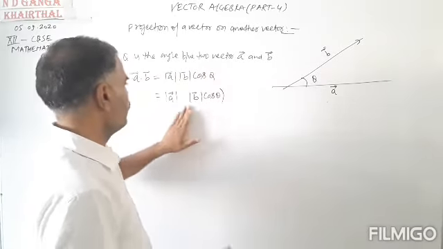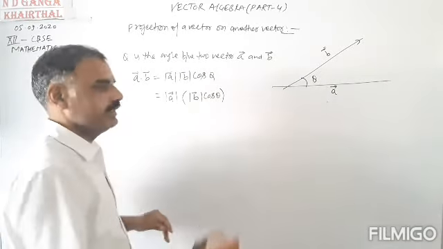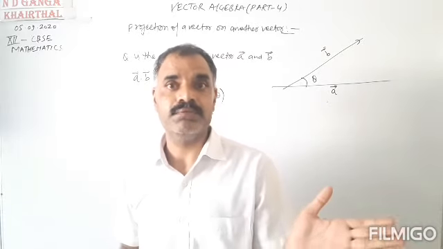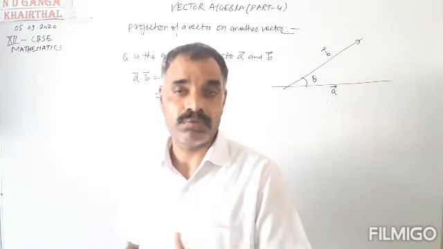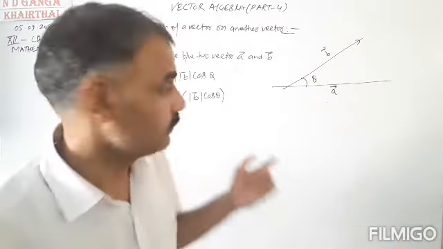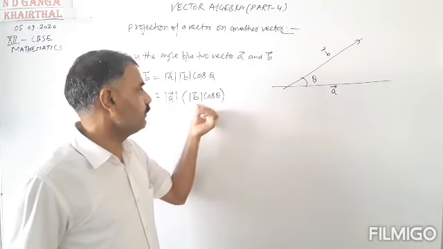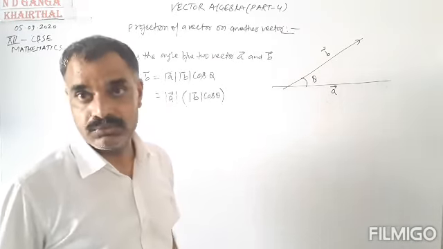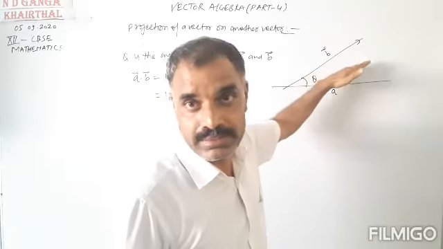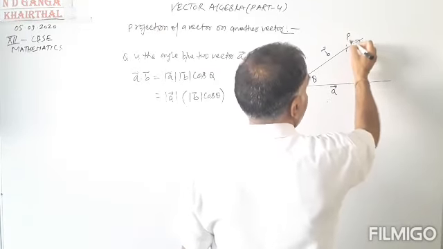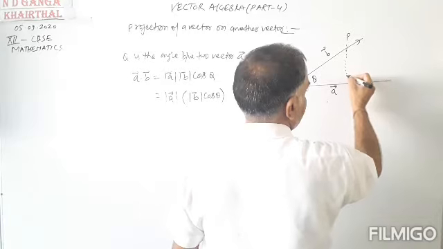All these are real numbers, that is why they can be separated from each other. Cos theta can be separated from b, and can be separated from a also. So this can be written down as a vector dot magnitude of b vector into cos theta. Now have a look at this diagram. Let this point be P, and draw a perpendicular on this.